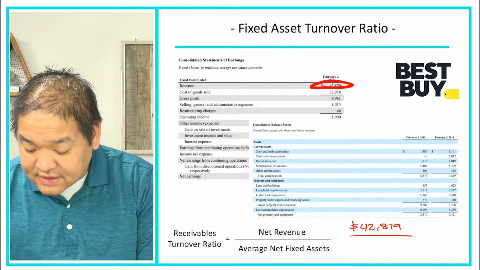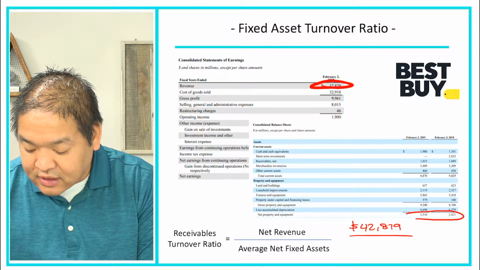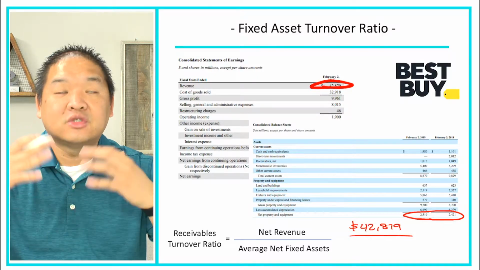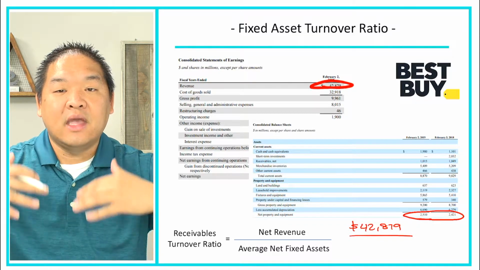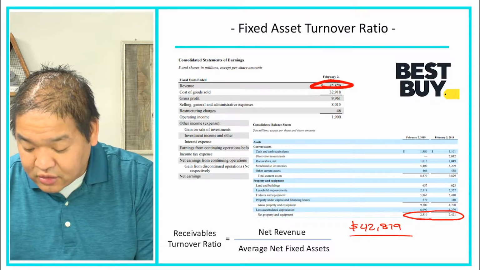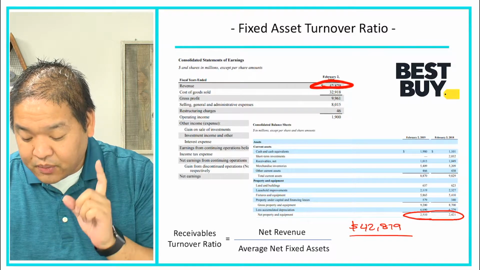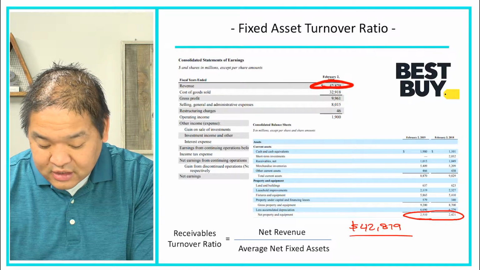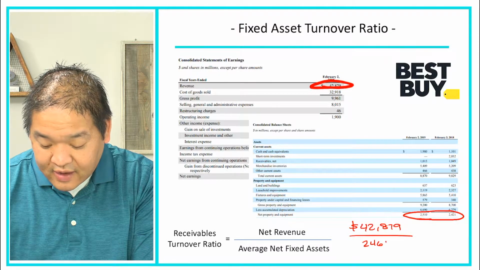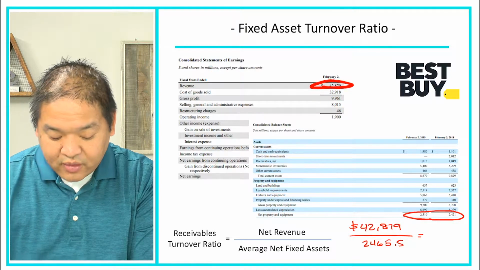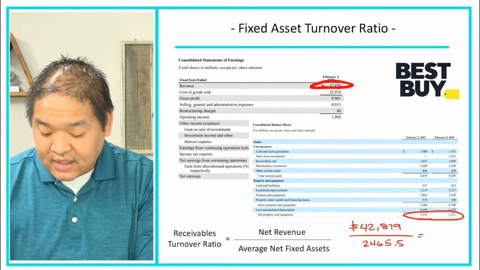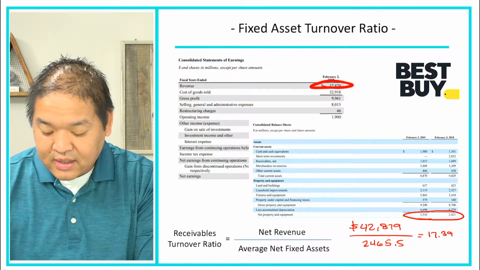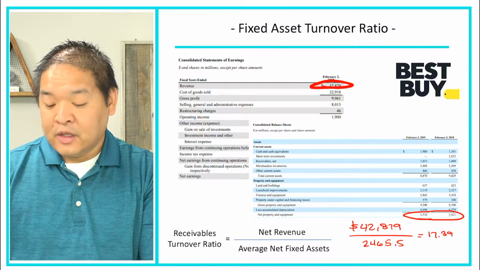Our average net fixed asset would be these two numbers here, the beginning and the end. That's after accumulated depreciation, which you can see just right above it. So we're going to add those two numbers, 2510 plus 2421, and divide it by 2. When we do that, you're going to get 2465.5. And then when we calculate that out, we're going to get a fixed asset turnover ratio of 17.39. Okay, so 17.39. So what is that telling us?